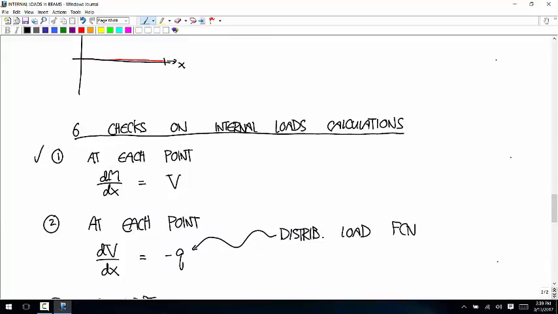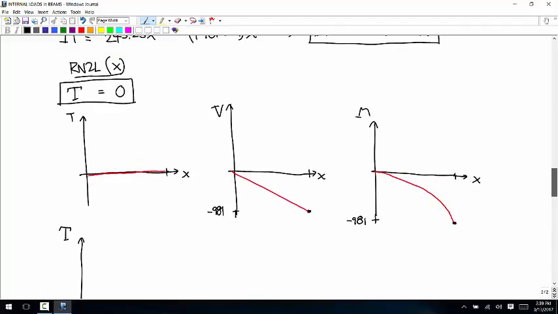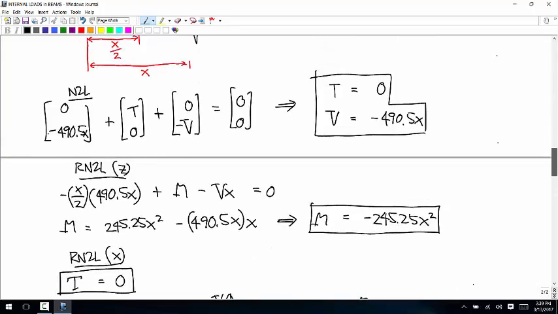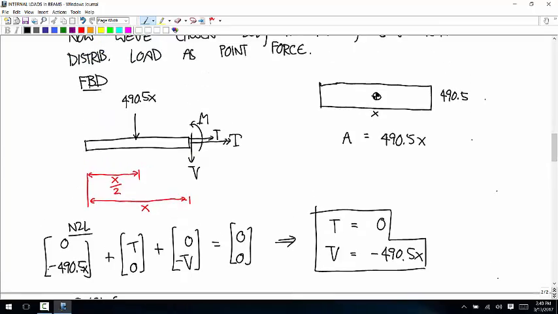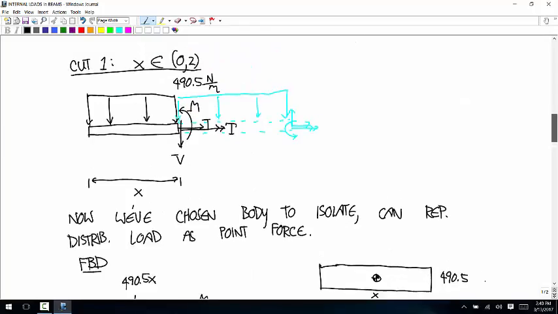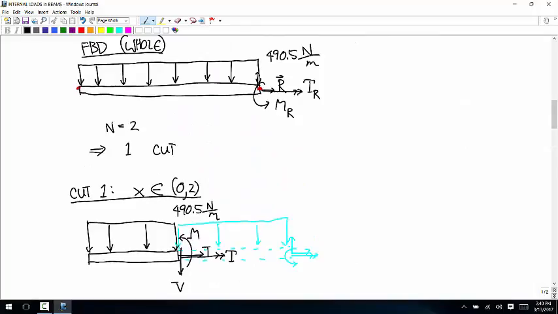So that one's good. Now, dV/dx has to be equal to negative q. V is negative 490.5x. dV/dx is negative 490.5. Negative dV/dx is 490.5. What's a function describing the distributed load for every x value? That's right, the constant distributed load. So no matter what x value you're at, the value of it is 490.5. And so those check out.